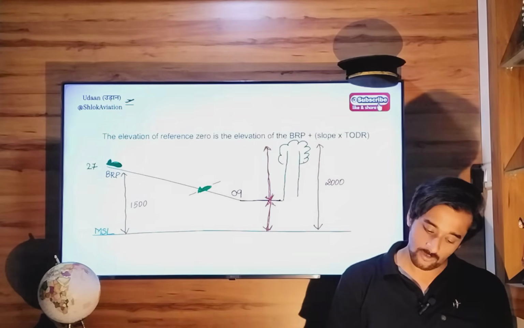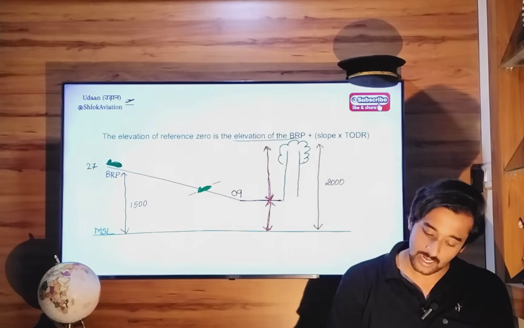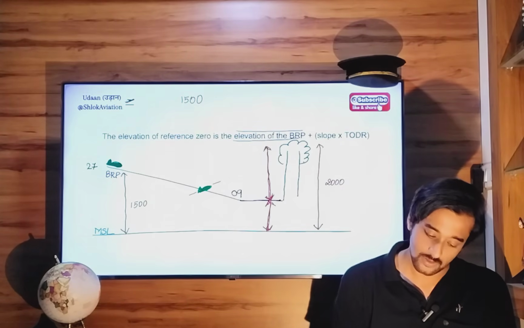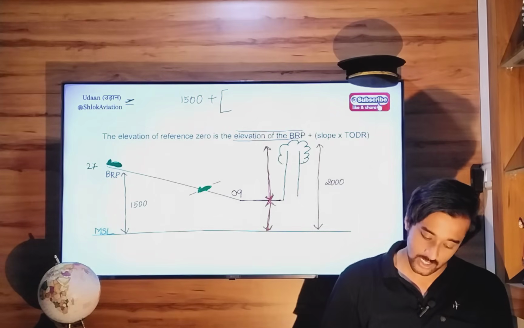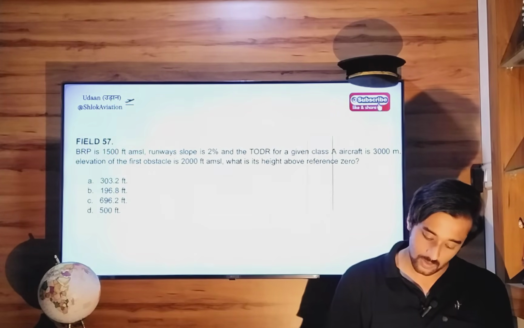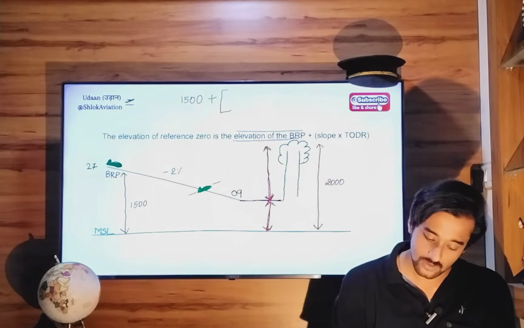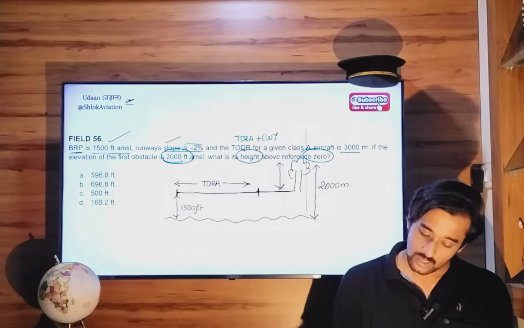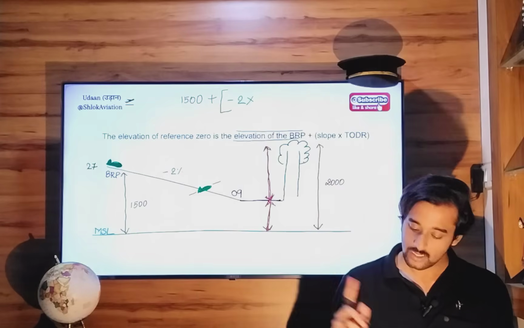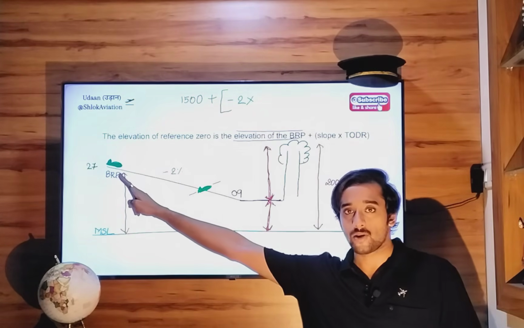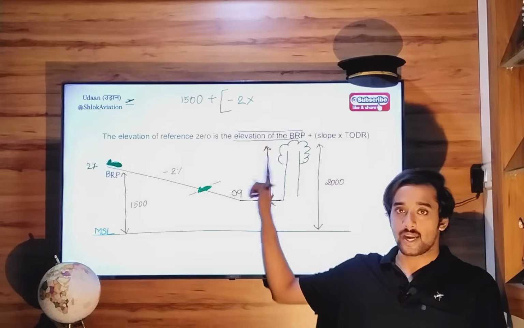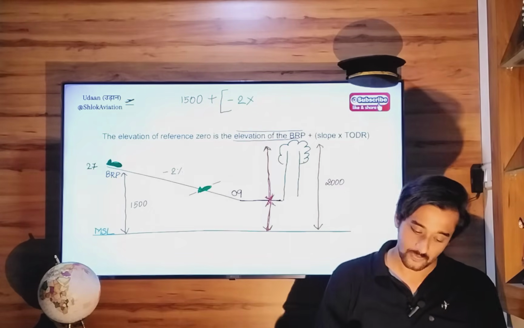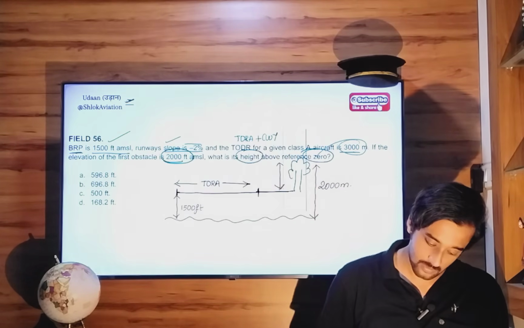So how to do that? The elevation of reference 0 is the elevation of brake release point. What is the elevation of brake release point? 1500 feet plus slope. What is slope? Minus 2%. Okay, a downward slope of minus 2% into takeoff distance required, that is 3000 meter. 3000 meter means starting from the runway to the end of the clearway where the obstacle starts. So 2% into 3000 meter.